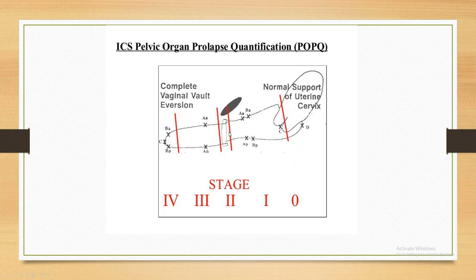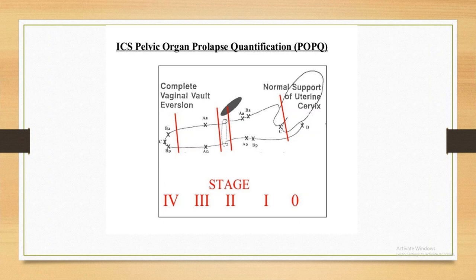Stage 2 is anything from minus 1 to plus 1. Anything from plus 1 to TVL minus 2 in the plus side becomes stage 3. So if TVL is 9, plus 1 to plus 7 becomes stage 3. If TVL is 10, plus 1 to plus 8 becomes stage 3. Anything more than 8 becomes stage 4.